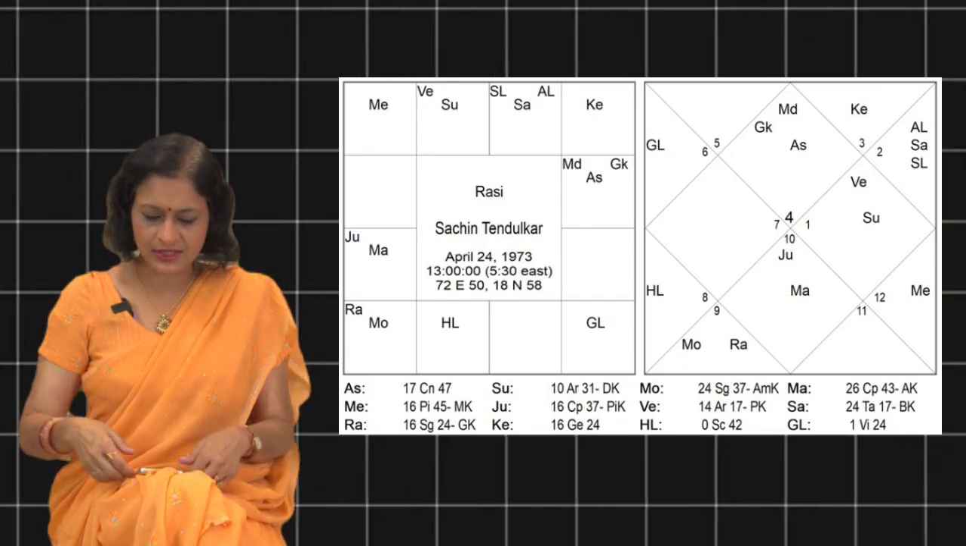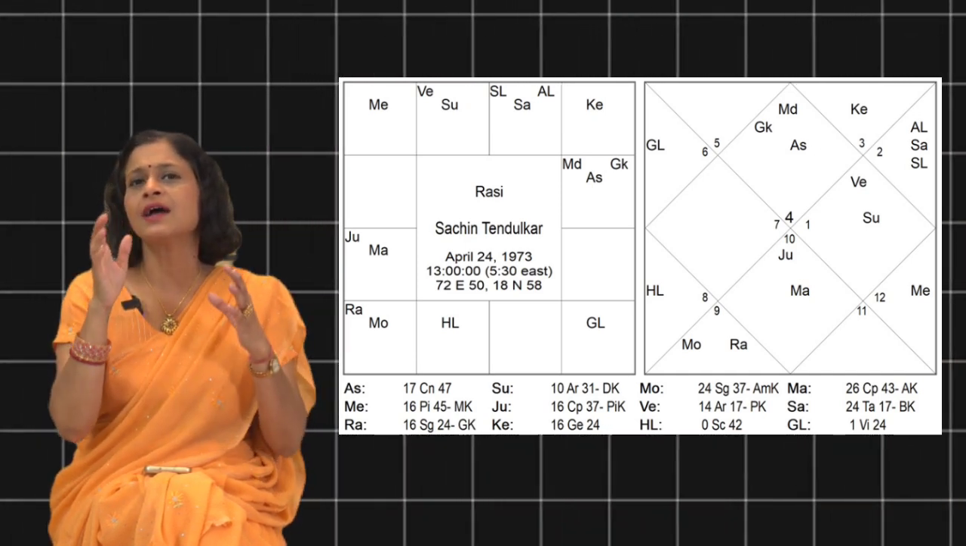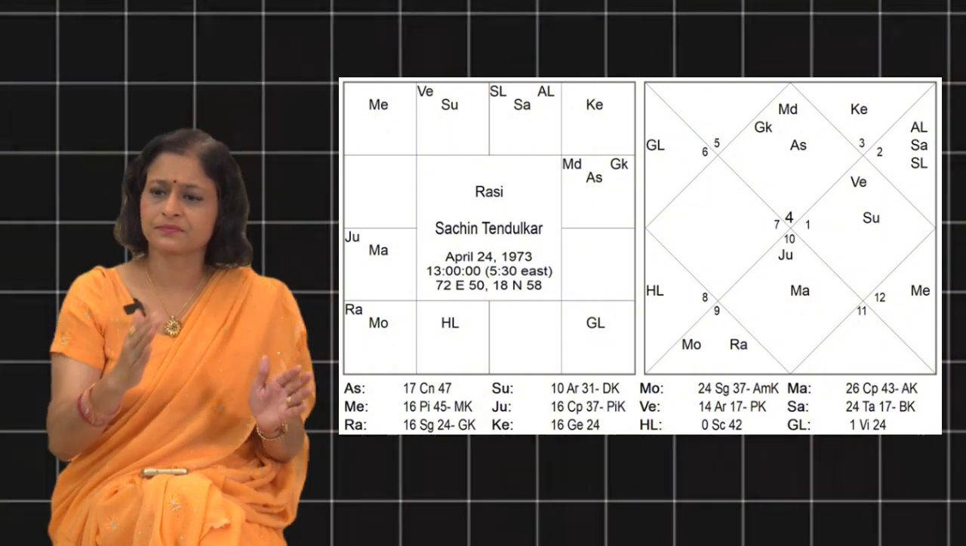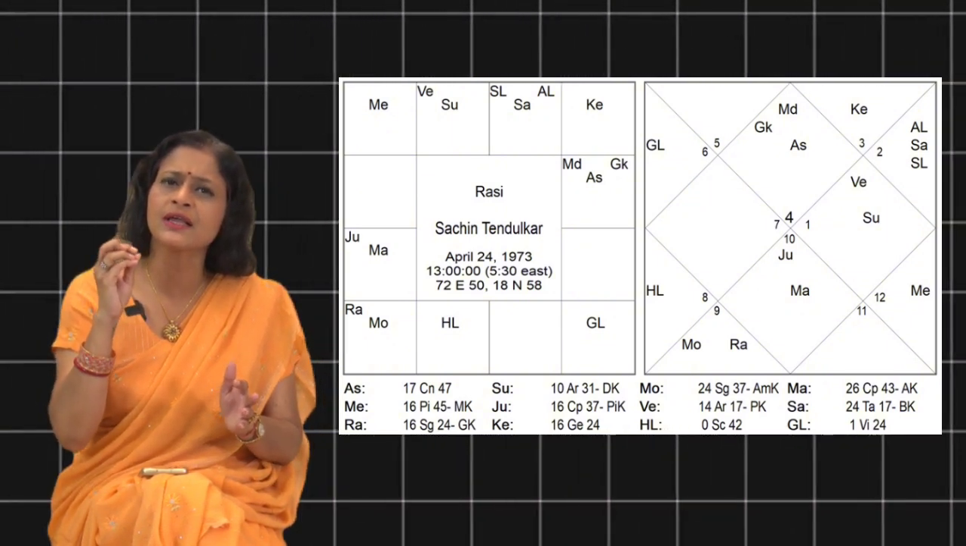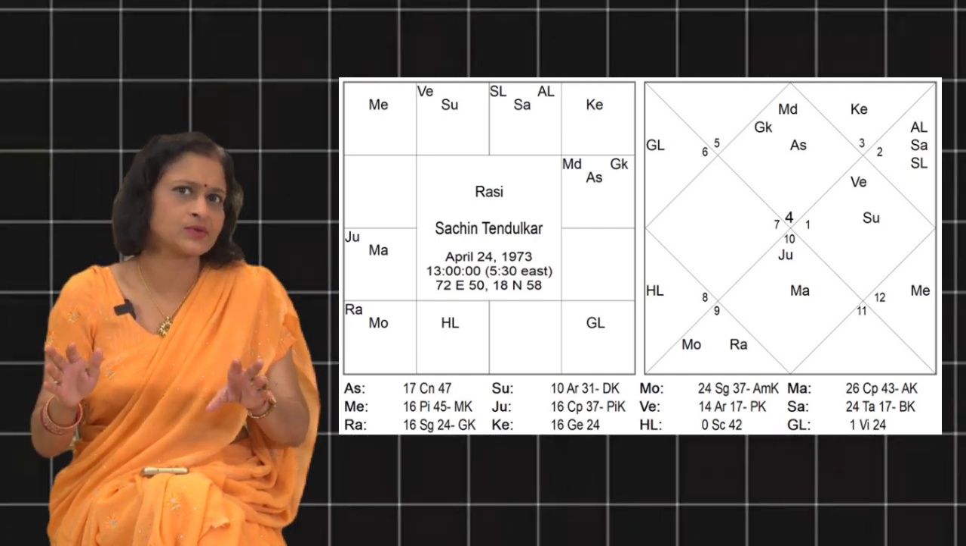Let me explain by an example. Let's take the chart of Sachin Tendulkar. Now, all of us know he has a Kark, or Cancer, Lagna. And there is no planet, so to say, in the sign of Leo. So in Magha Nakshatra, there is no planet whatsoever.